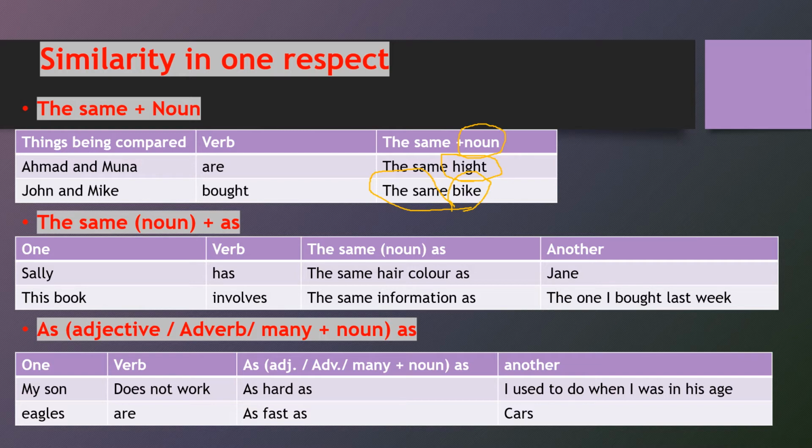So, in this structure, you have the first thing you are comparing. The second position is the verb. The third position, as with the noun, with the adjective, with the adverb. And then the other as, and then the other thing that you are comparing to. So these structures, when you start using them over and over, they just start to be spontaneous in your usage.